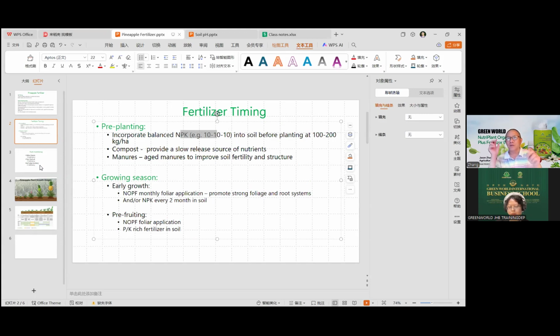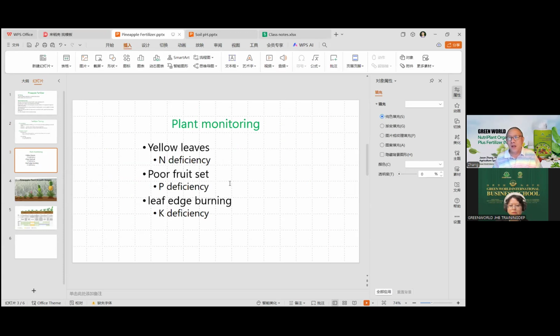And the general principle is NPK, compost, and organic manure before planting, NPF after planting. NPF you can apply monthly until your peak blooming, and then you can stop. You need to watch the color of your pineapple. If your leaves are not green, not a normal color, it means you have a nutritional deficiency.